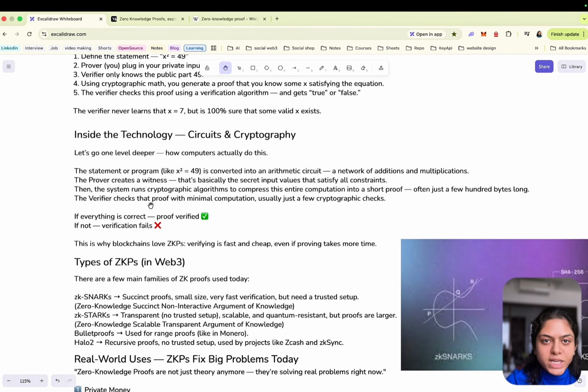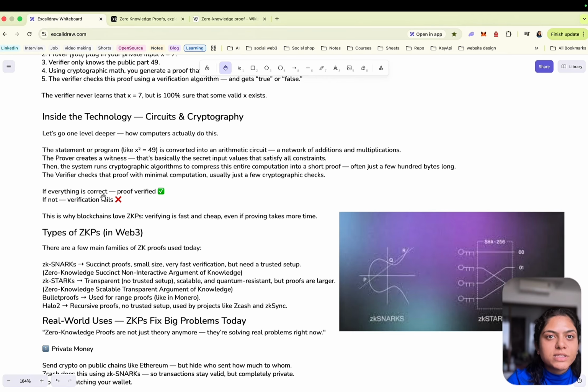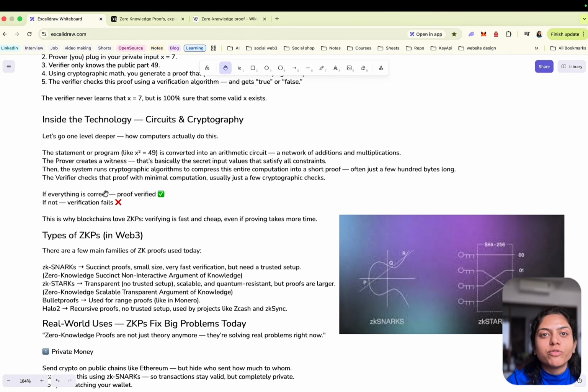The verifier checks that proof with minimal computation, usually just a few cryptographic checks. If everything is correct, the proof is verified, and the verifier knows the prover knows the thing and the proof is correct. If not, then verification fails. This is why blockchain loves ZKP. Verification is fast and cheap, even if proving takes more time.